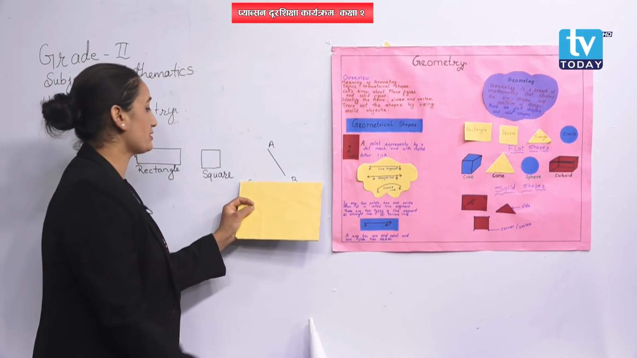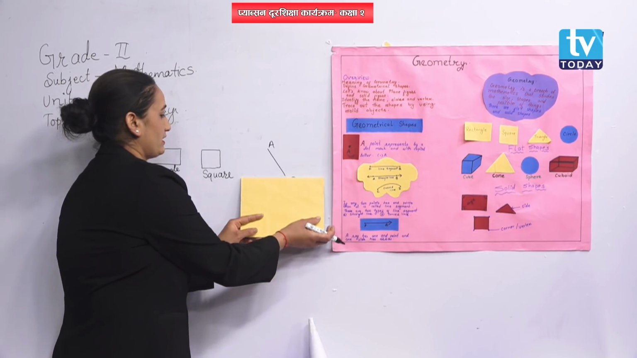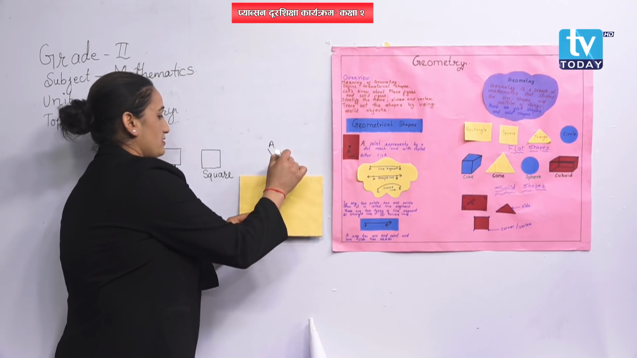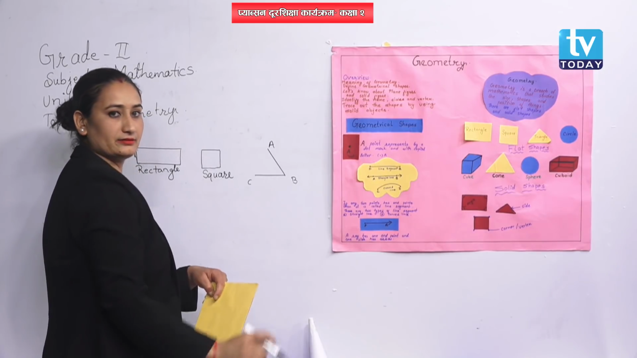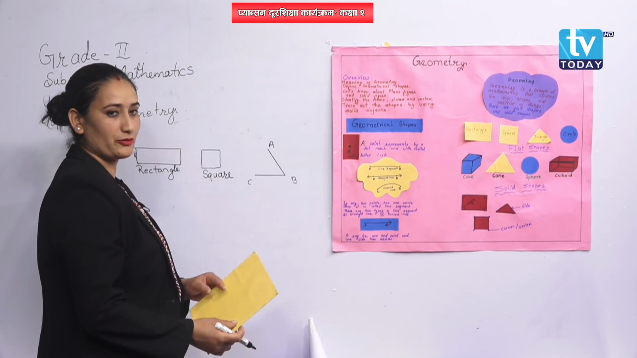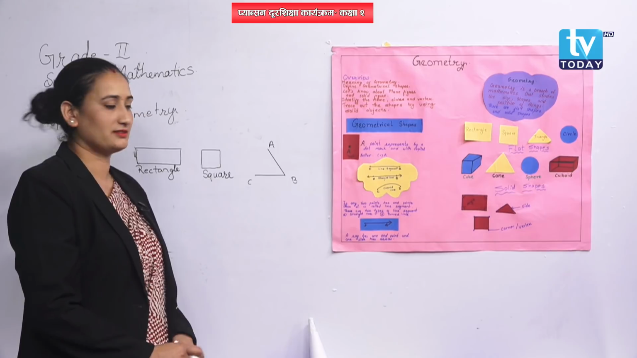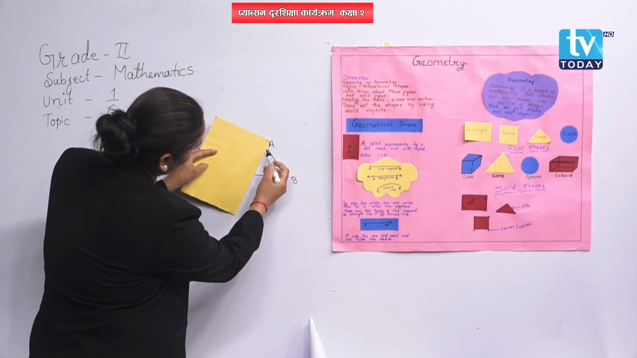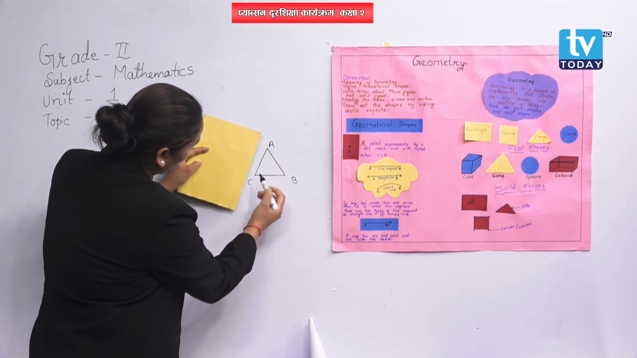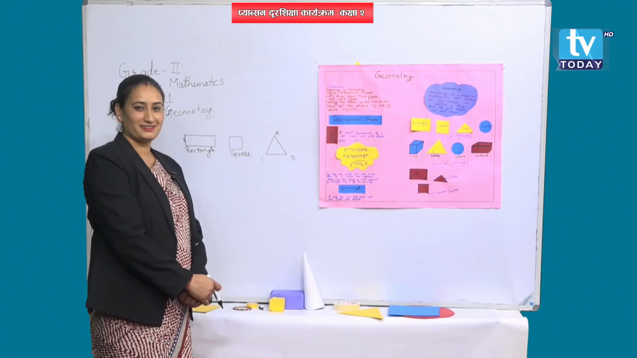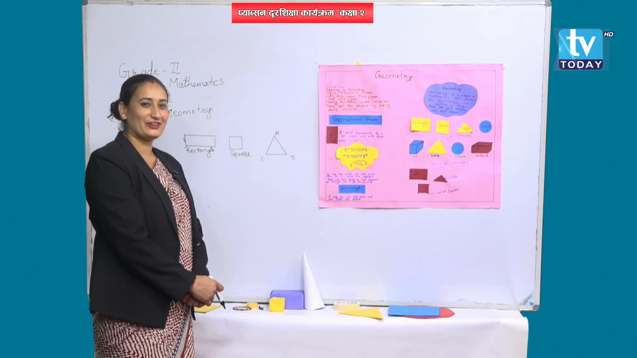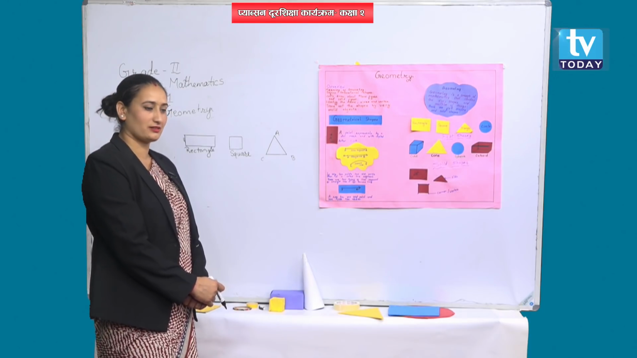I'm doing BC. You want to do BC? Okay, I will also do the same thing. Fine, good. Now which one is left? AC. Okay, let's join the AC also. Okay, what is this? Is this a square? A rectangle? No. What is this then? This is the triangle. Okay, good job.